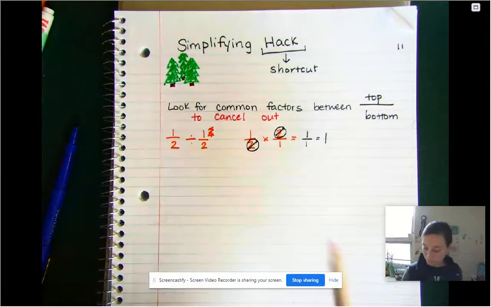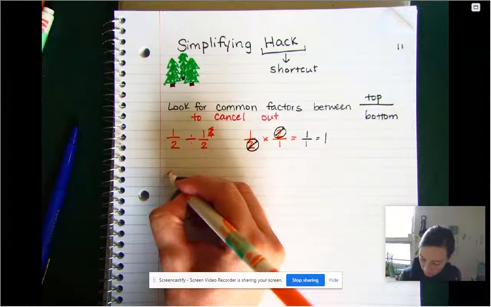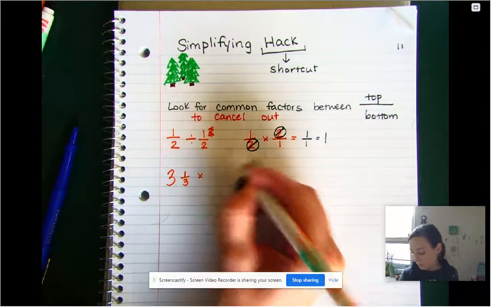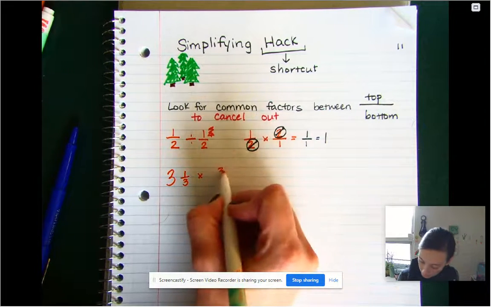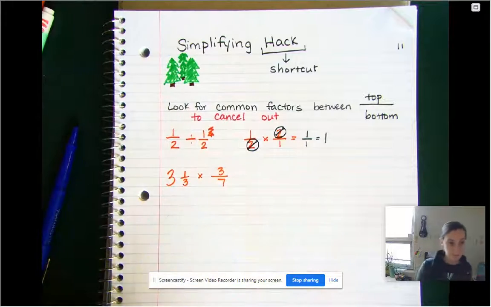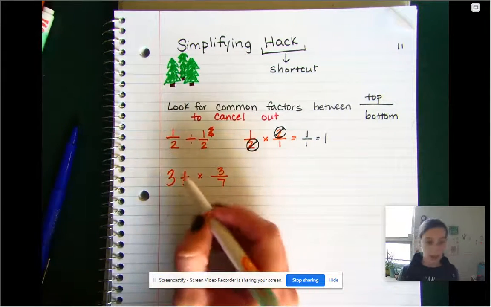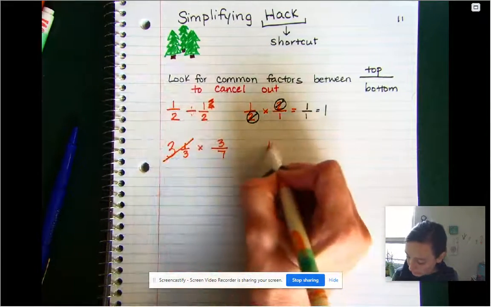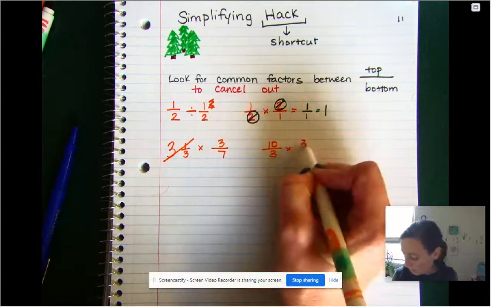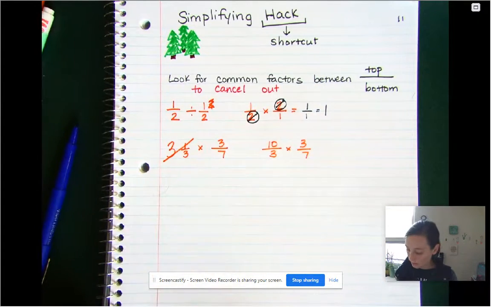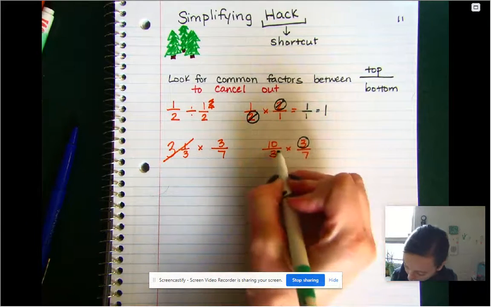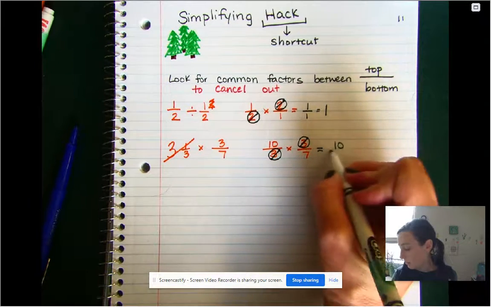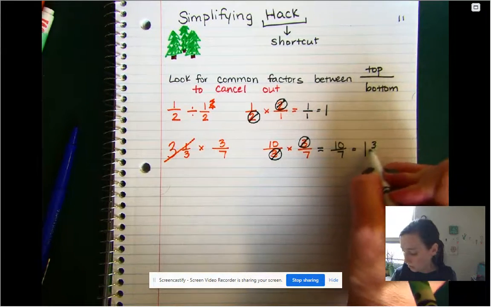Here's another example. If I have 3 1/3 times 3/7, I got to turn 3 1/3 into an improper fraction. So that's going to become 10/3 times 3/7. Right here, I have a 3 on top. I have a 3 on the bottom. Those are common factors. I can cancel them out. And I jump to 10/7, which is 1 3/7.